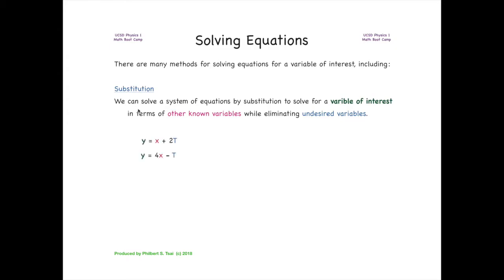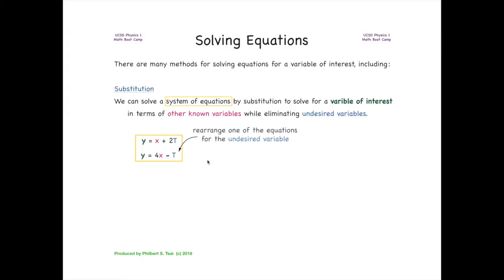For example, if we are given two equations, y is equal to x plus 2t, and another equation, y is equal to 4x minus t, and we're told that both of these equations apply at the same time, then what we can do to solve for y in terms of only the known variables, in this case x, and also of course constants, is we will rearrange one of the equations to isolate the undesired variable.